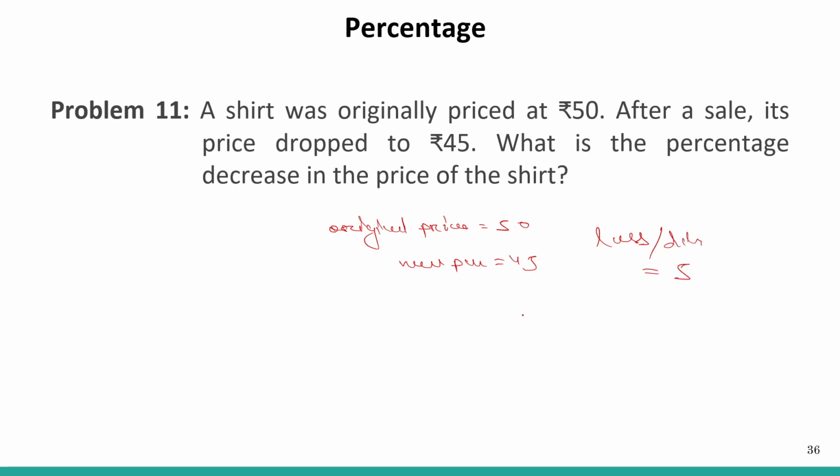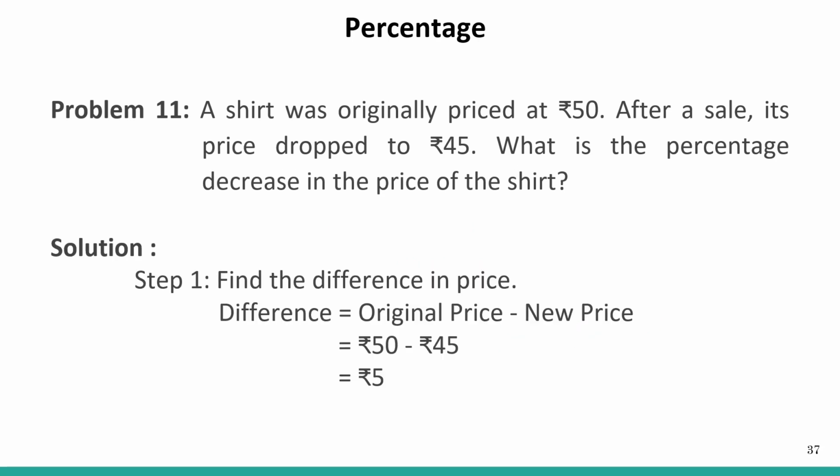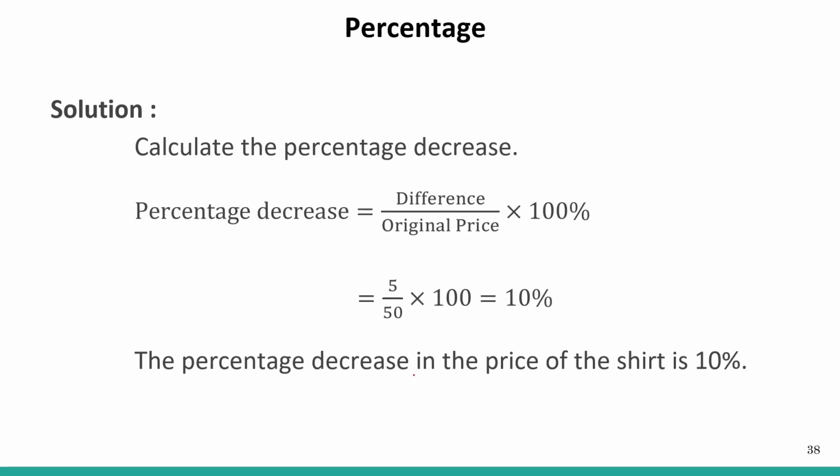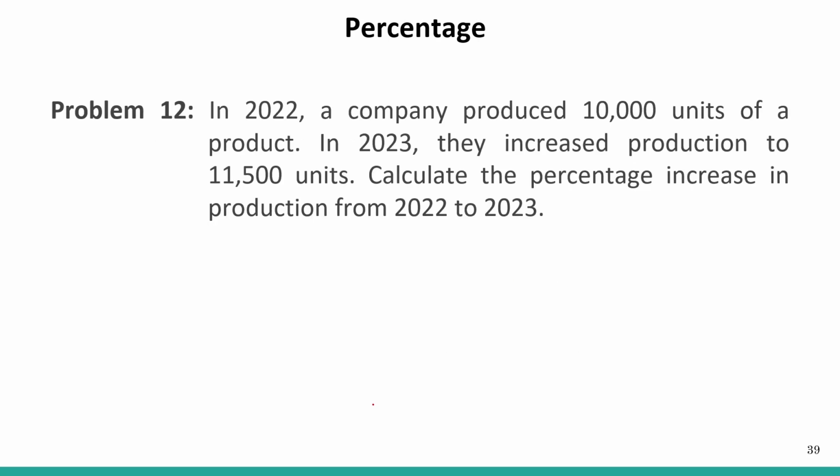So how much is 5 rupees of 50? 5 by 50 into 100, that is 10. So 10% decrease in the price of the shirt. Find the difference between the prices: original price minus new price is equal to 50 minus 45, that is 5. Percentage decrease is equal to difference by original price into 100. So 5 by 50 into 100 is equal to 10%. So the percentage decrease in the price of the shirt is 10%.